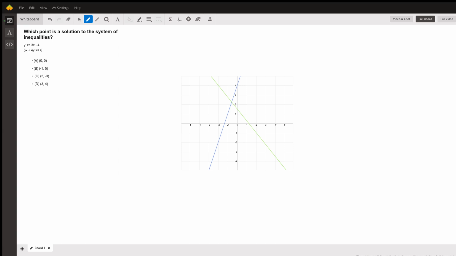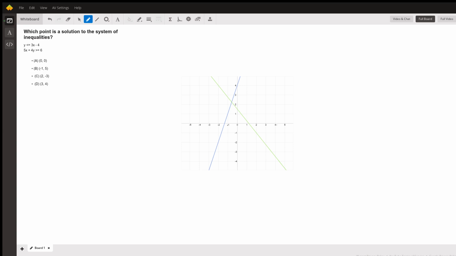So what's the question here? They give us a system of linear inequalities, and they ask us, which point satisfies that? Well, we really need to understand graphically what linear equations are to really get a hang of this type of question. So in this case, we're given two inequalities.